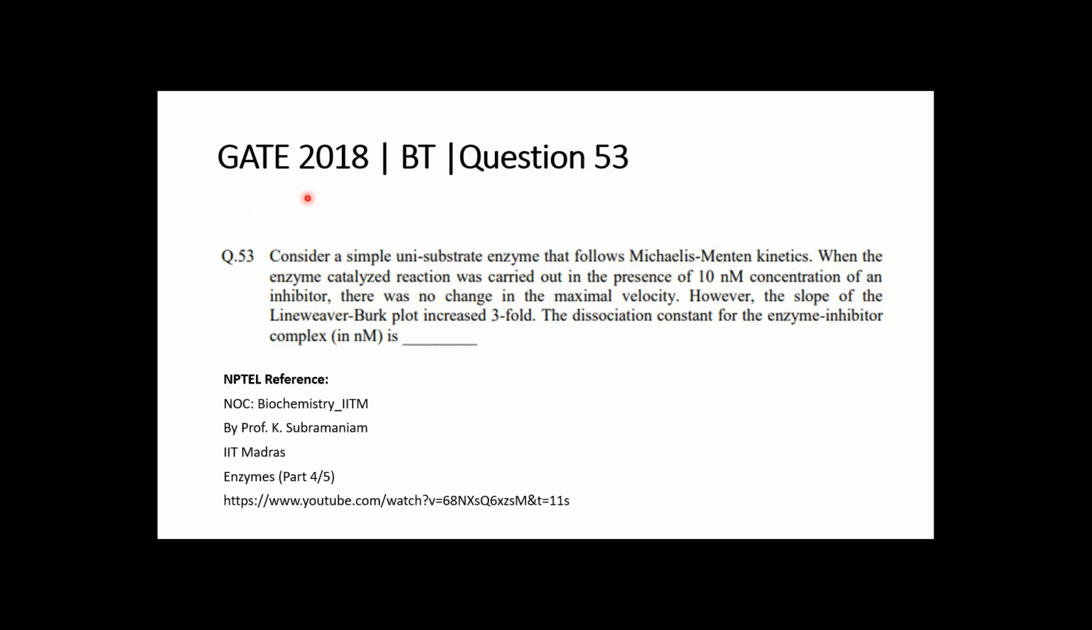In this video, we will discuss question number 53 of GATE 2018. Consider a simple unisubstrate enzyme which is following the Michaelis kinetics. When the enzyme catalyzed reaction was carried out in the presence of 10 nanomolar concentration of an inhibitor, there was no change in the maximum velocity. However, the slope of the LB plot was increased by threefold. The dissociation constant for the enzyme inhibitor complex in nanomolar concentration is asked here.